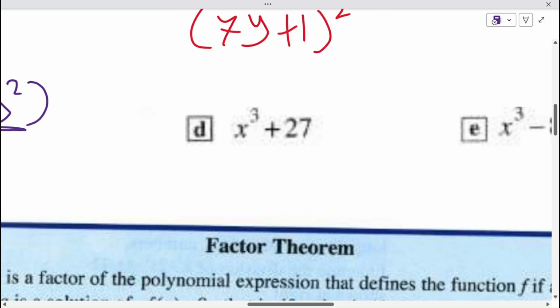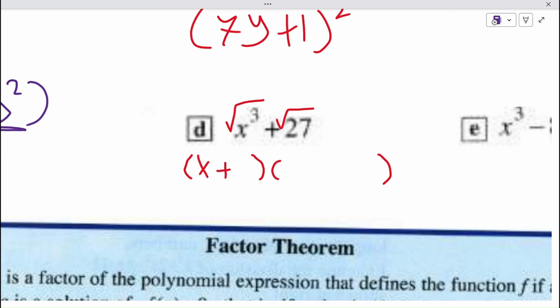For this question, we have a cubic. For the cubic, I told you at the first, just find out the smaller bracket, then the bigger bracket. For the smaller bracket, just find out the cube root of these two numbers. Cube root of x cubed is x, plus, we have to write the same sign here, plus, then the cube root of 27 is equal to 3.